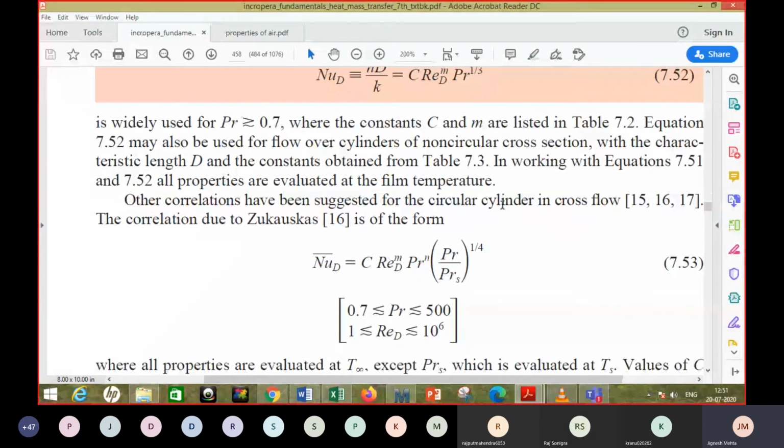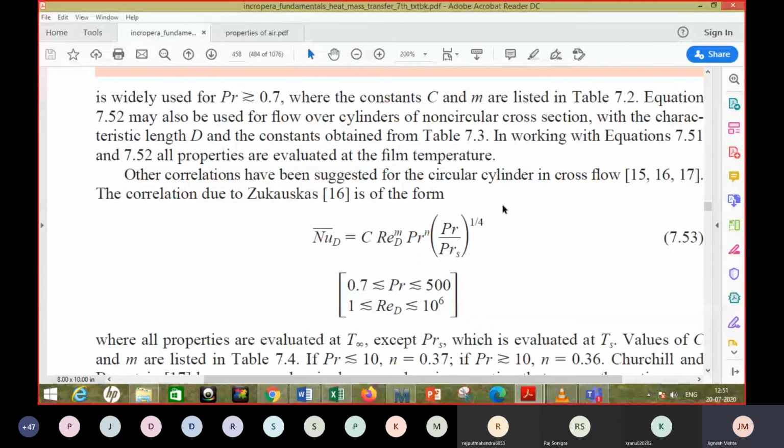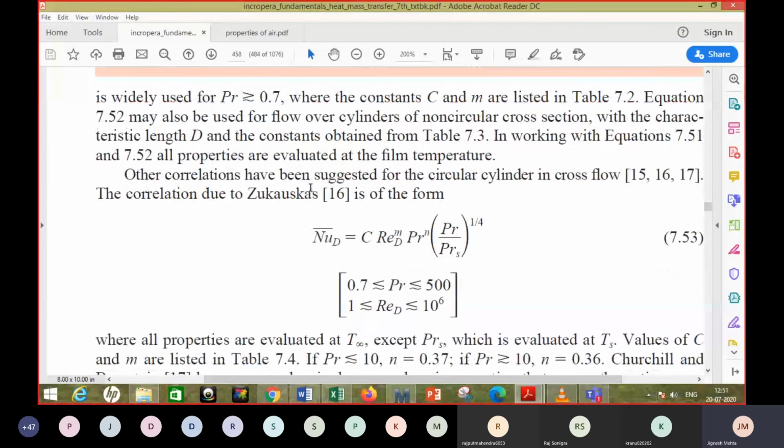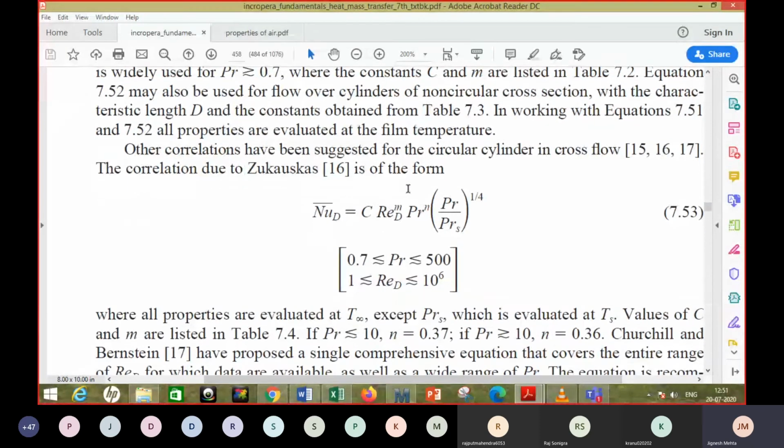And there are other researchers also, they have given it for somewhat different cases. So here there is one by Zukauskas, and it is in the form C into Reynolds number raised to m, Prandtl number raised to n, and then again multiplication of Prandtl number upon Prandtl number suffix s raised to some power. Now when there is a suffix s used, it is the surface property.